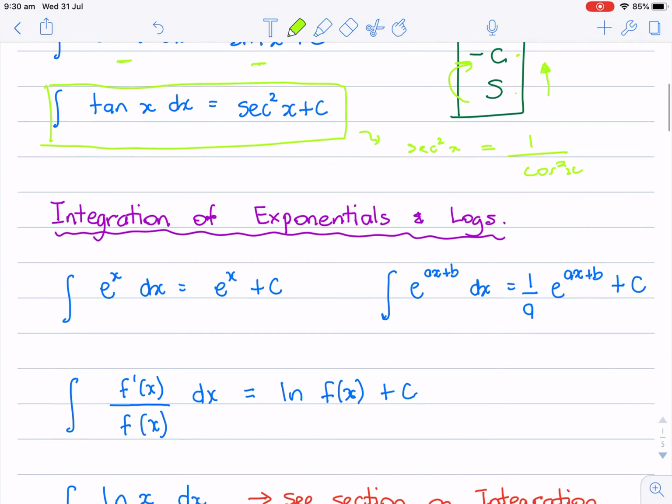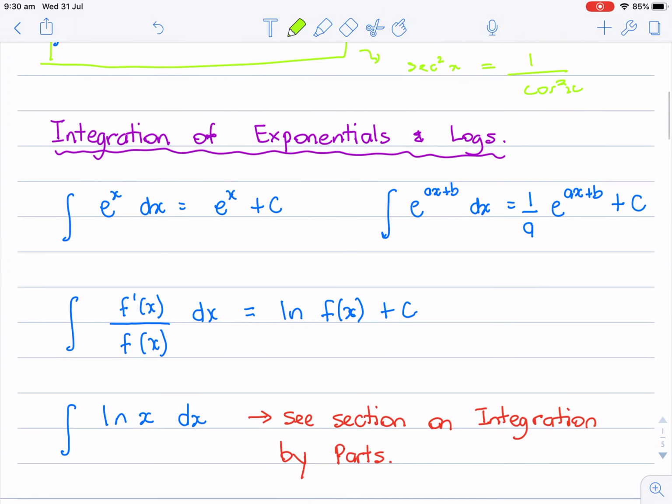The other ones we want to look at is integration of exponentials and logarithms, because that's going to be part of it as well. So the integral of e to the x is the same as the derivative of e to the x. So remember, this is all anti-differentiation, so we're just reversing our rules. A little bit different when you've got a linear function, e to the ax plus b. The integral there would just be 1 on a e to the ax plus b.